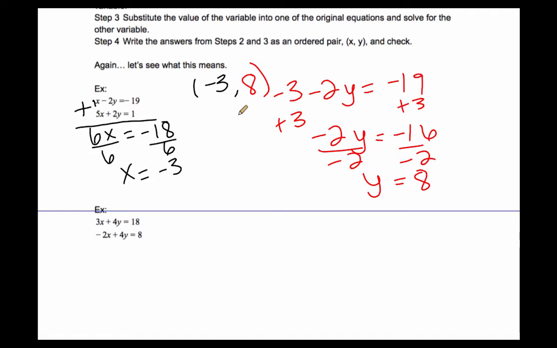So why was this easy to do with elimination? Some of y'all may be thinking, that was so easy. Why can't we do it like that all the time? The reason it was so easy is because the coefficients were the same but with a different sign. Or even if they're the same with the same sign, you can subtract, but they had the same coefficient. And that was really helpful. So that's what we're looking for when we're looking to eliminate.